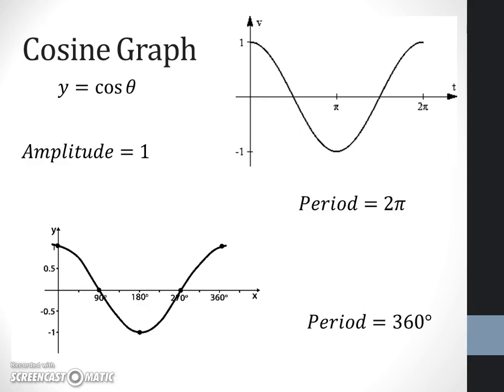The difference between sine and cosine is in how it starts. So cosine and sine are actually the exact same graph, shifted a little bit. It started at the top of the curve instead of the bottom or the middle of the curve. But the amplitude and period is the same here.